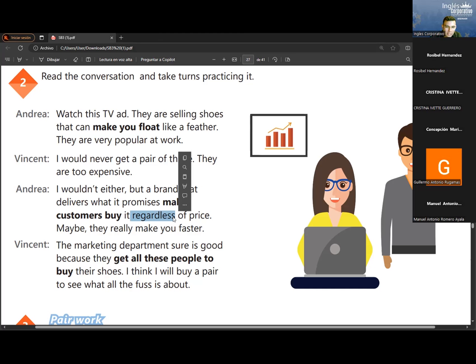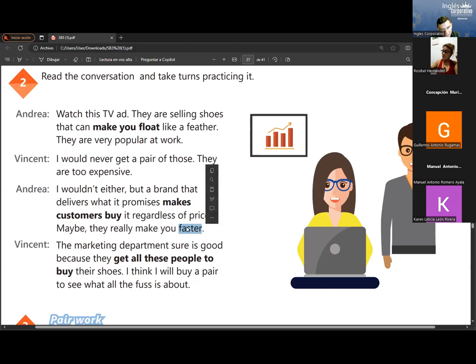Okay, continuamos. Regardless of price, maybe they really make you faster. ¿Qué significa la palabra faster? Rápido. Rápido, pero faster. Porque uno es fast, pero otro es faster. Más rápido. Más rápido, muy bien. Faster and fast. Y si decimos the fastest, ¿qué sería ahí? Lo más rápido. El más rápido o la más. Exacto. Lo más rápido. Muy bien.